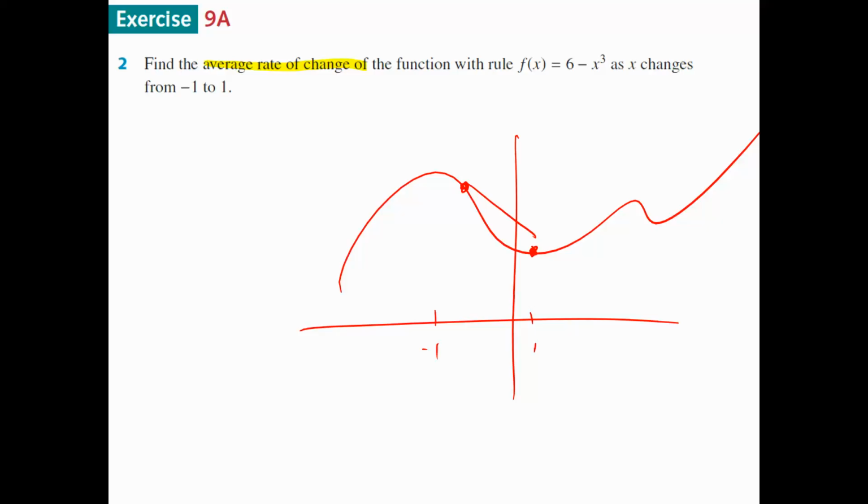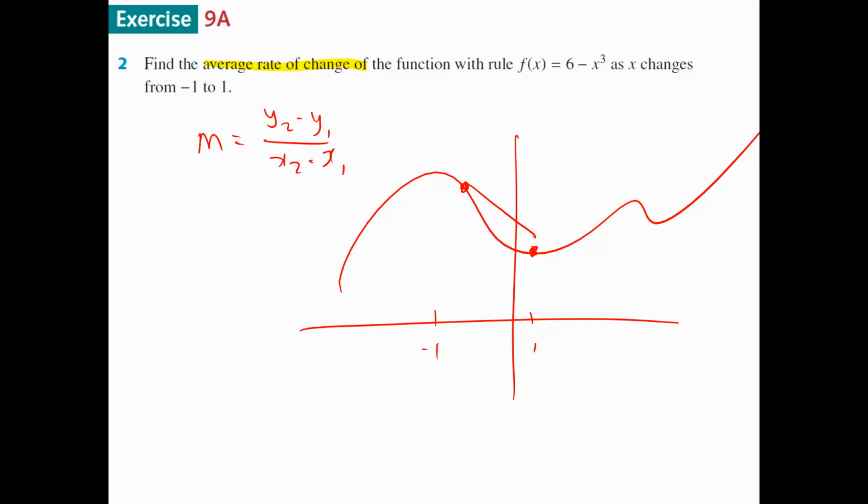You got your x1, x2. How do you find your y1, y2? How do you find your gradient? Gradient was y2 minus y1 over x2 minus x1. Suddenly it's all back to year 9 mathematics. Nothing scary. If you know your x coordinate, how do you find your y coordinate? What do you do? Yeah, you sub back in.